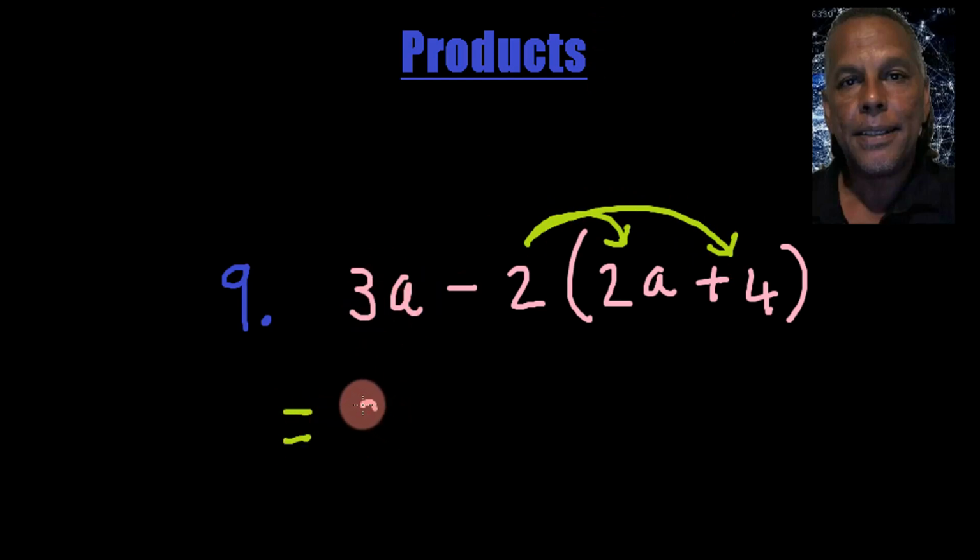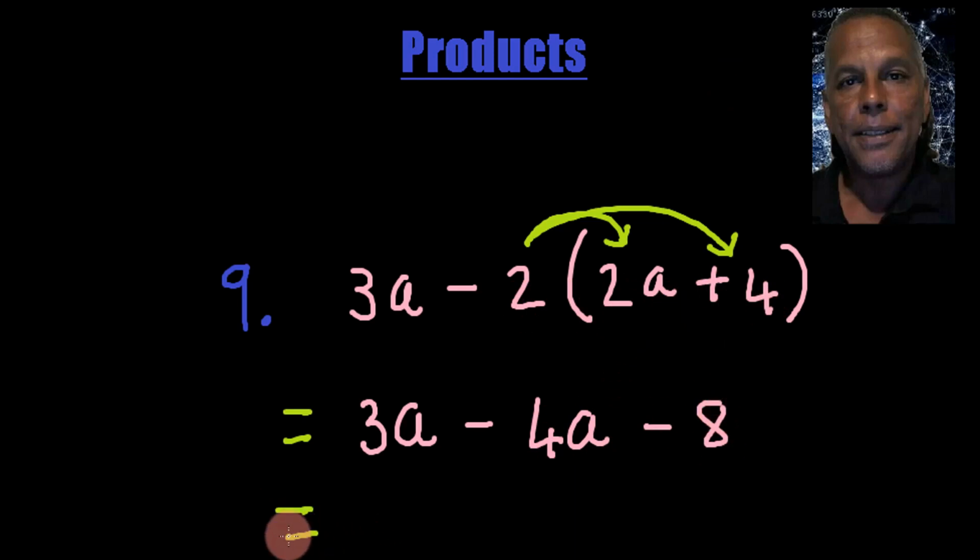So rewriting the 3a, and then multiplying the negative 2 into the brackets. So negative 2 times 2a is negative 4a, and negative 2 times positive 4 is negative 8. Now we add like terms. So 3a minus 4a is negative a, because 4a is numerically bigger than 3a and it's negative. So we know our answer will be negative. So 3a minus 4a is negative a, and then of course we still have this negative 8.